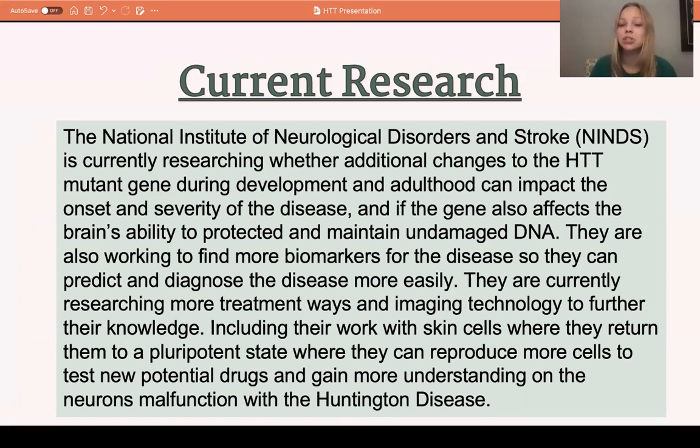And treatment ways and imaging technology to further their knowledge on Huntington's disease, including their work with skin cells, where they return to the pluripotent state, which is the state in which they can produce more cells, test new potential drugs, and gain more understanding of the neuron malfunction with Huntington's disease.